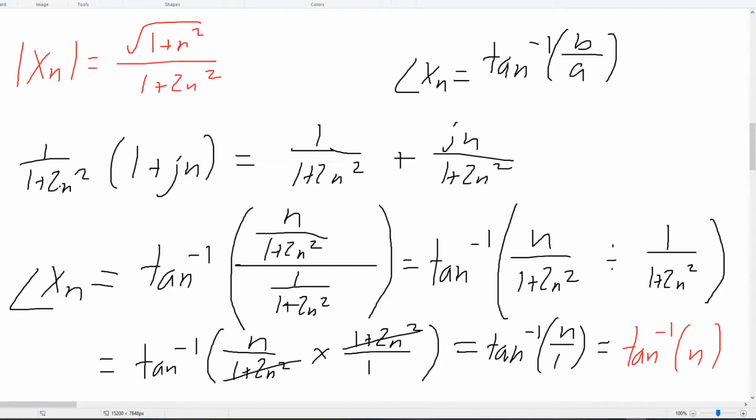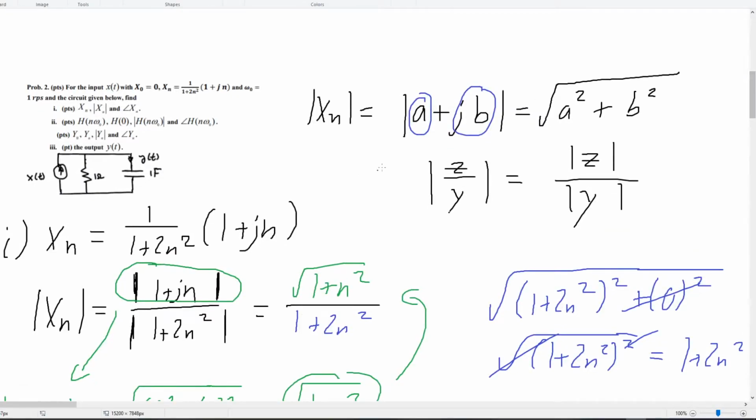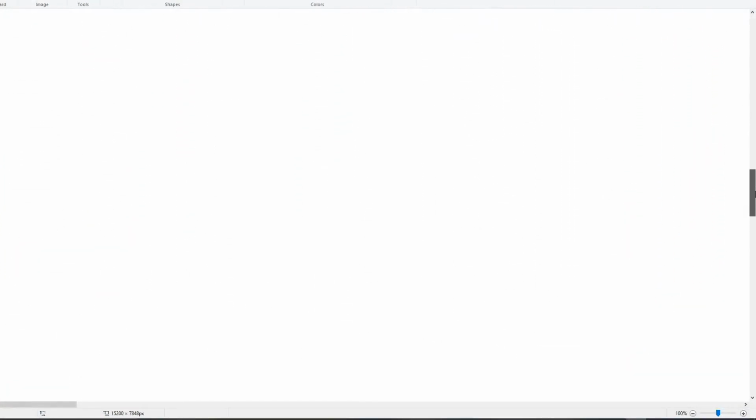So there's that. Now we have to go on to part 2. Okay, part 2. So now this gets a little bit more complicated. This should also be part 3. This is part 3, and this one would be part 4. Right? Okay. So for part 2, you have to find H(nω0), H0, the absolute value of H(nω0), and the angle of H(nω0). Okay. So let's do that.